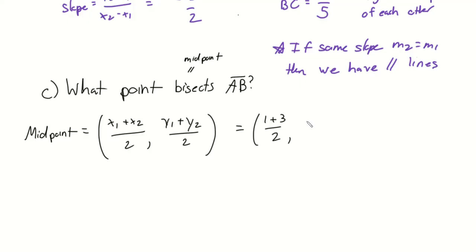Chelsea, yeah, go ahead. Anna, what is that simplified to? 2. Comma what? Yep, 3.5, or you could have said 7 over 2. Either one is fine. So that's our midpoint.